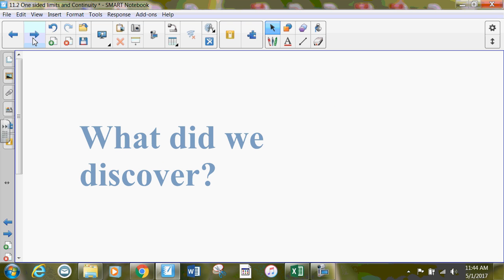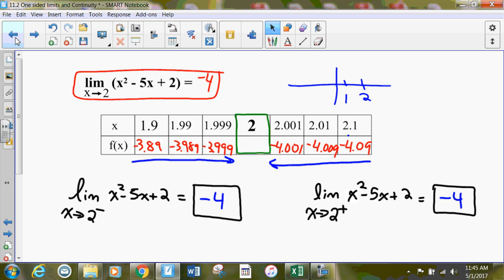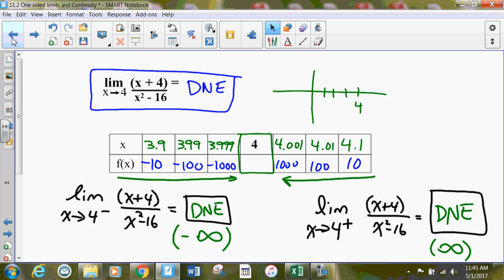So what did we discover? We actually discovered that if your one-sided limit coming from the right is equal to the one-sided limit coming from the left, then the limit of the function actually exists. So let's go back real quickly and note that the limit from the left is equal to the limit from the right, which meant that the whole function actually had a limit as x is approaching 2. And in our other two examples, the limit did not exist coming from the left, coming from the right.